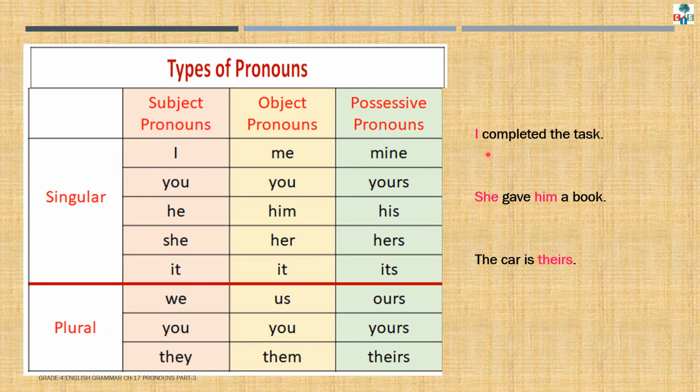See this example, children. I completed the task. Now here, I is a subject pronoun which is used before the verb in the subject part. She gave him a book. Now here, she is doing an action. Yes, this is a subject pronoun and it is used before the verb. And she gave him. Him is an object pronoun which is used after the verb in the predicate part. The car is theirs. Now, the car belongs to them. So, theirs is a possessive pronoun which is used without an apostrophe. Understood? So, go through this table.